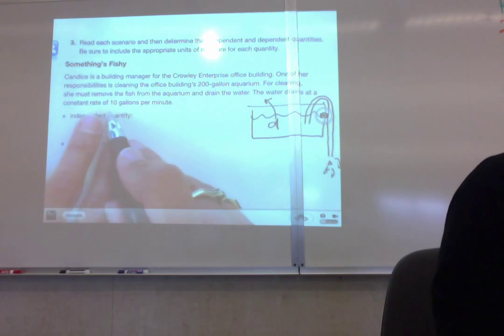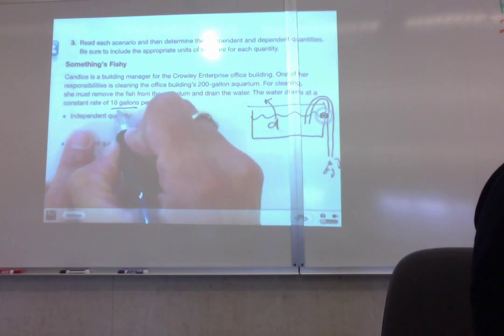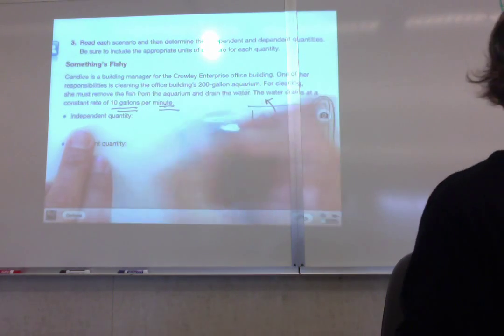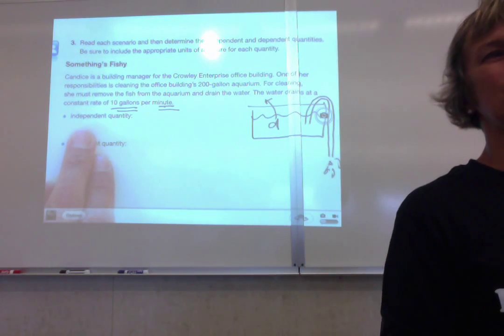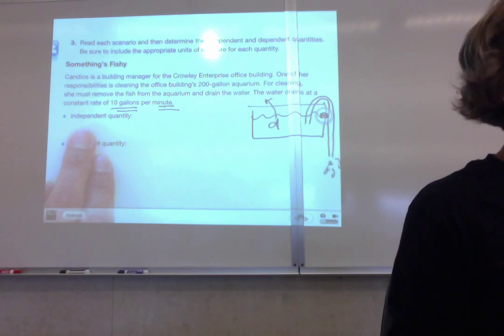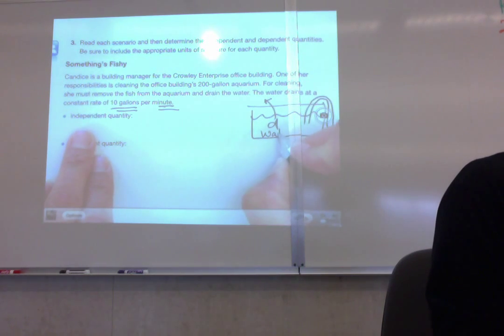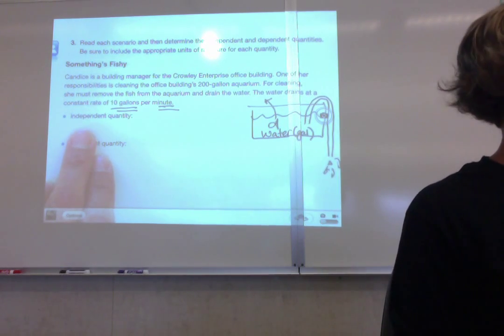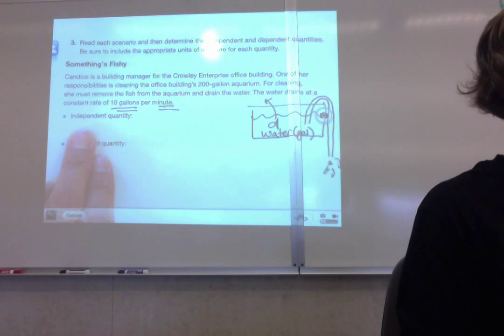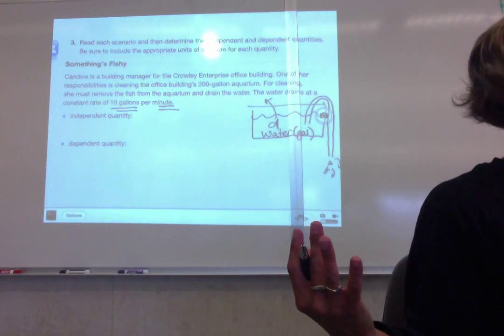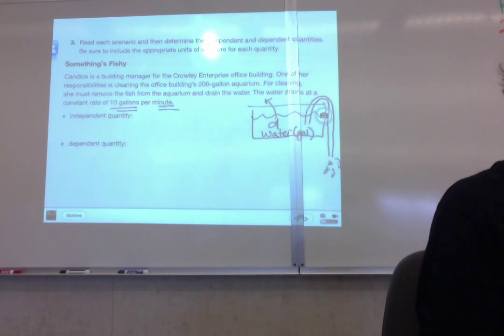It drains at a constant rate, 10 gallons per minute. That little rate's going to give us some clues. What does the gallons pertain to? The amount of water. Water is getting measured in gallons. And what does the minutes pertain to? Time. Time it's been draining. This is a rate or a speed that it's going to drain, but we're kind of breaking that speed into two parts.